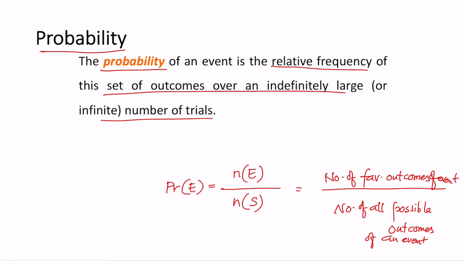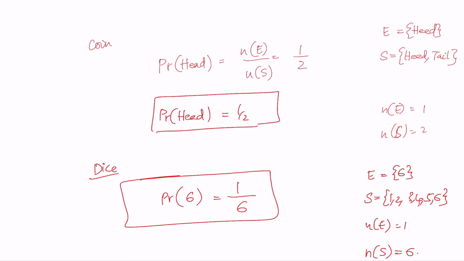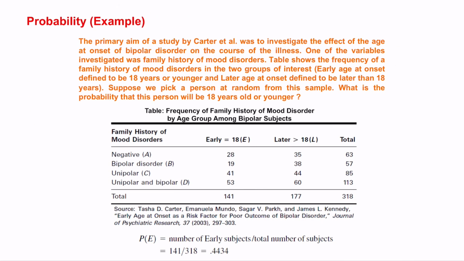So this is the idea behind probability. The probability is the number of favorable outcomes of interest by the number of all possible outcomes of the event. Right.